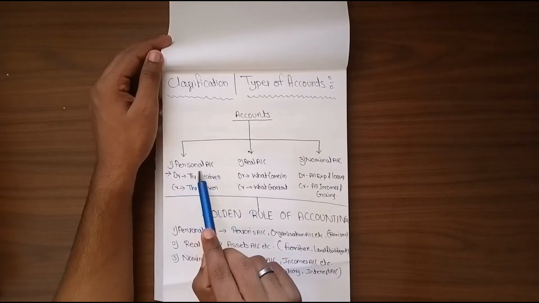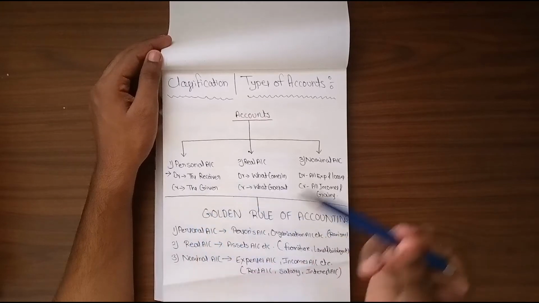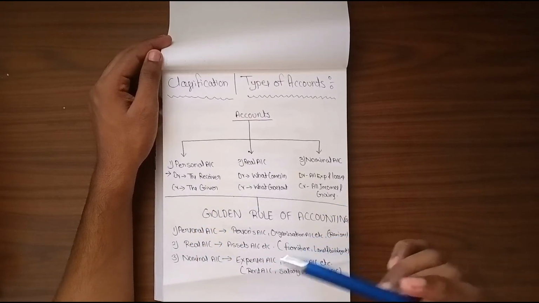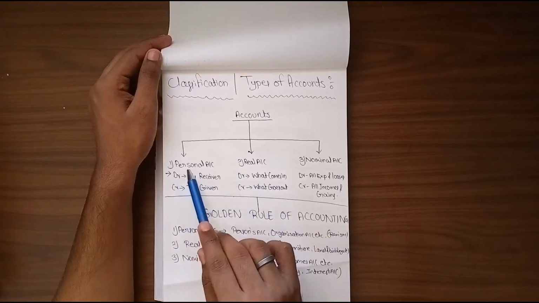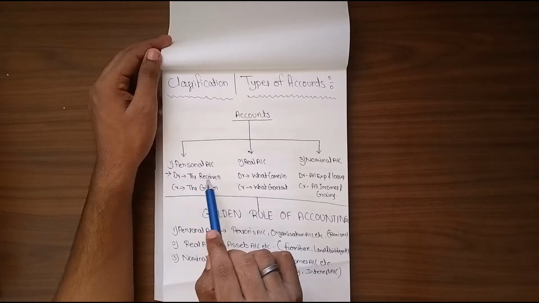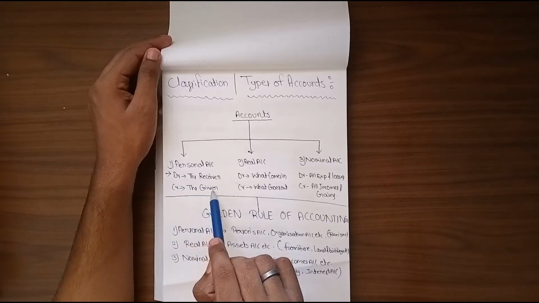From the name itself you can understand that personal means related to a person or property. All such accounts come under the personal account. In a personal account, whatever is debit is called the receiver, and whatever is credit is called the giver.